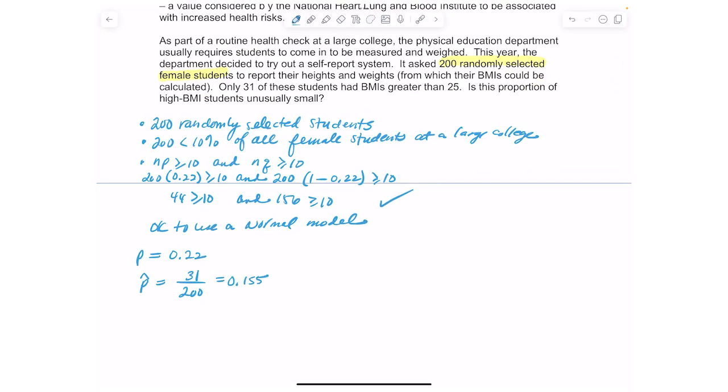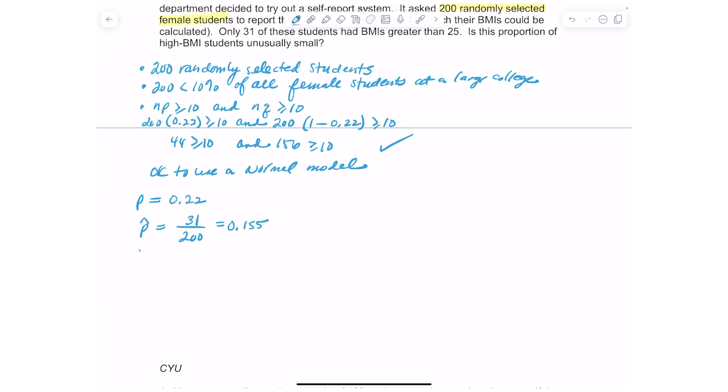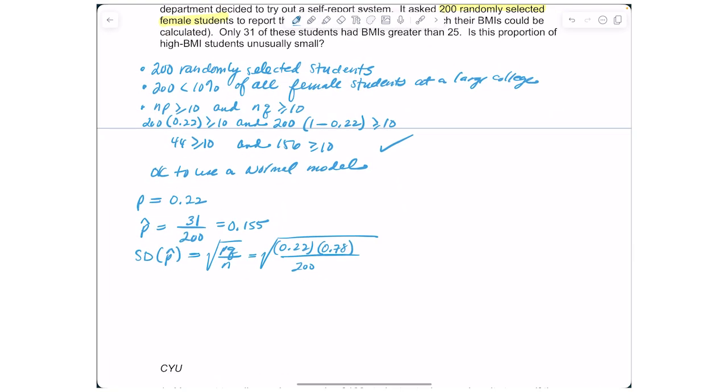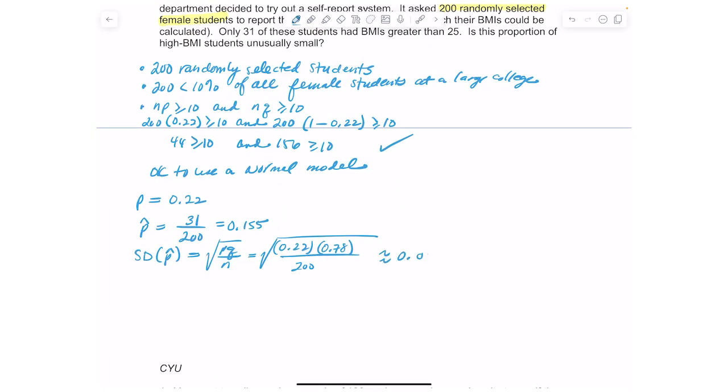And while I'm at it, another calculation I need to do is I need to find the standard deviation of P hat. And if you'll recall, the formula was the square root of P times Q over N. So I know P again is 0.22. Q is just 1 minus 0.22. And then N is 200. So now we're going to type that in. So we have the square root of 0.22 times 0.78. And then we're going to divide that all by 200. And we get 0.029. So that's our standard deviation.